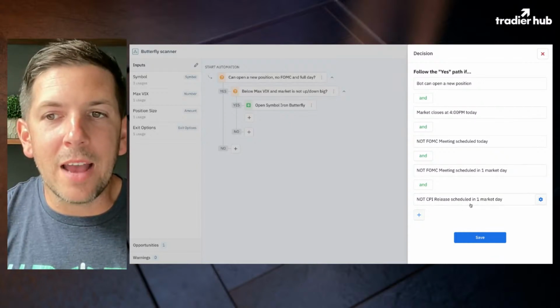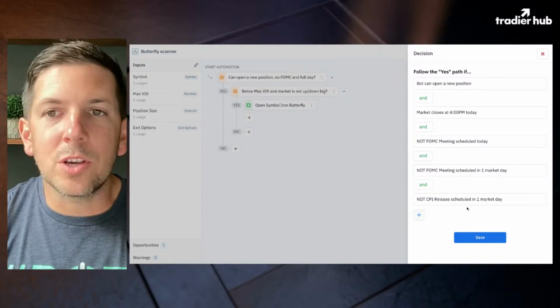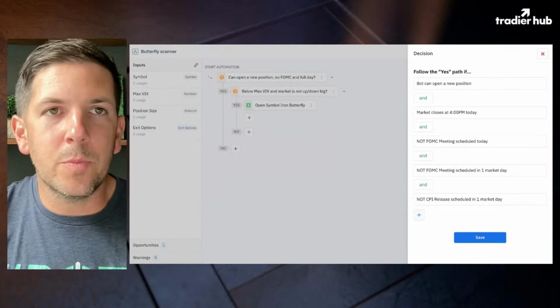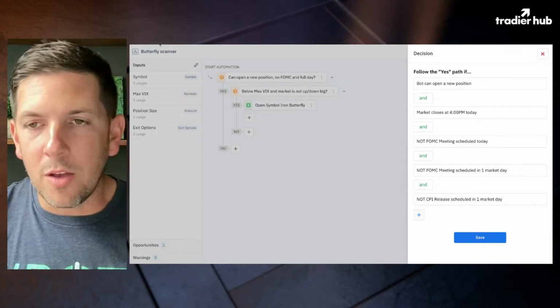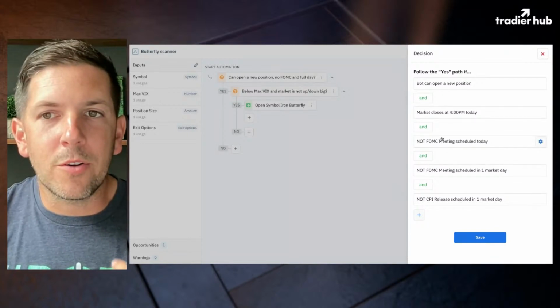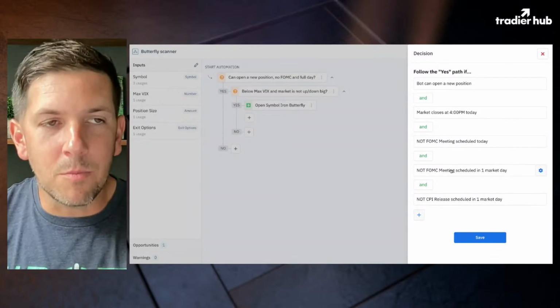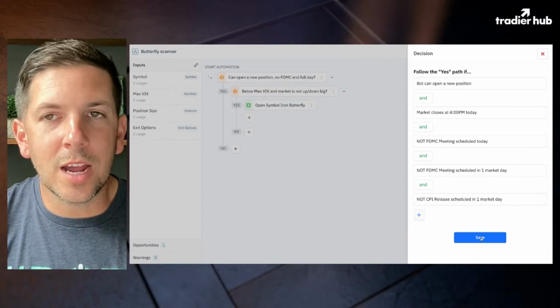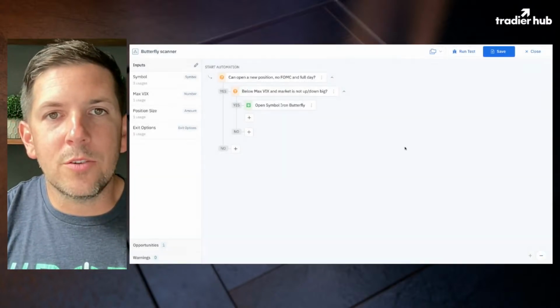And we don't have CPI scheduled within one market day also. We don't have to worry about CPI today because that would have been before the market opens, so it would have been done and off the books. So we're only checking for a Fed meeting today, a Fed meeting tomorrow, or CPI scheduled in one day. So those are broad level checks that you can do.